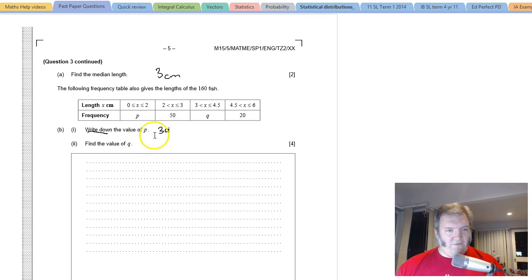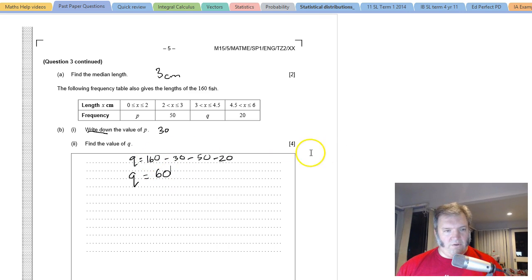The next one, find the value of Q. Well, show a bit of evidence. It's giving you a few marks here. So Q is going to be 160 minus 30 minus 50 and minus 20. That's one way you could do it. Total number, subtract the other 3. Given that they add up to 160 altogether, we get very easily there Q is equal to 60.